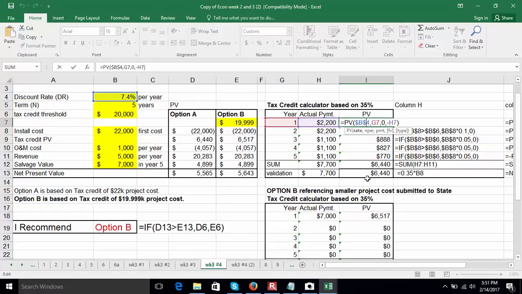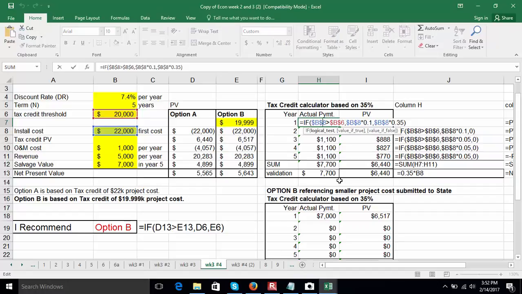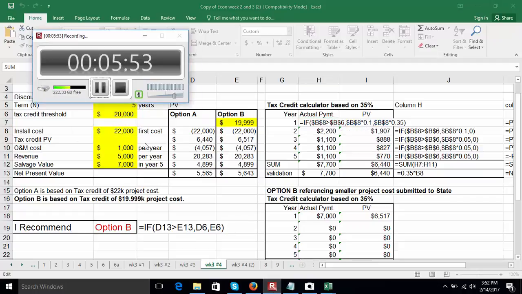Okay, so we're looking at the present value, so we're using the PV function. The whole point is to say, like, right now, which one has the better value? So we're using that same discount rate every time. We're using G7, which is 1 year. We don't have any annuities, and H7 is the actual payment, and the actual payment comes from this kind of convoluted looking guy.